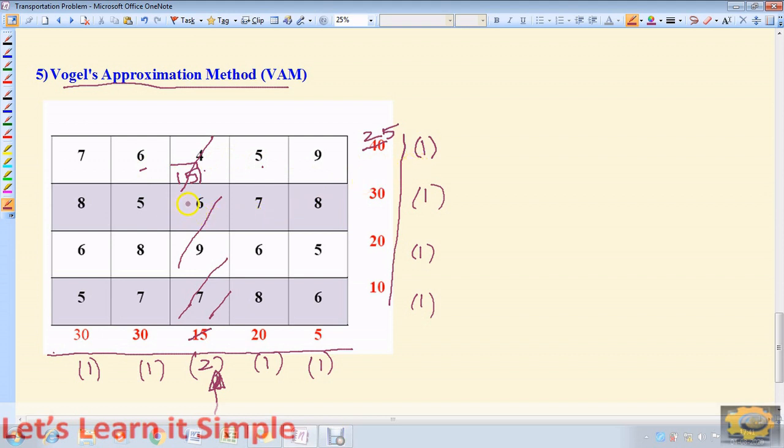Now here, in the second row, 5 is the least cost. The next least cost is 7 because 6 has been struck off. So the difference of 5 and 7 is 2 here. Earlier it was 1, now it is 2. Now in the third row, the least cost is 5 and the next least cost is 6, so there is no change. Last row, 5 and 6, again 1 here.